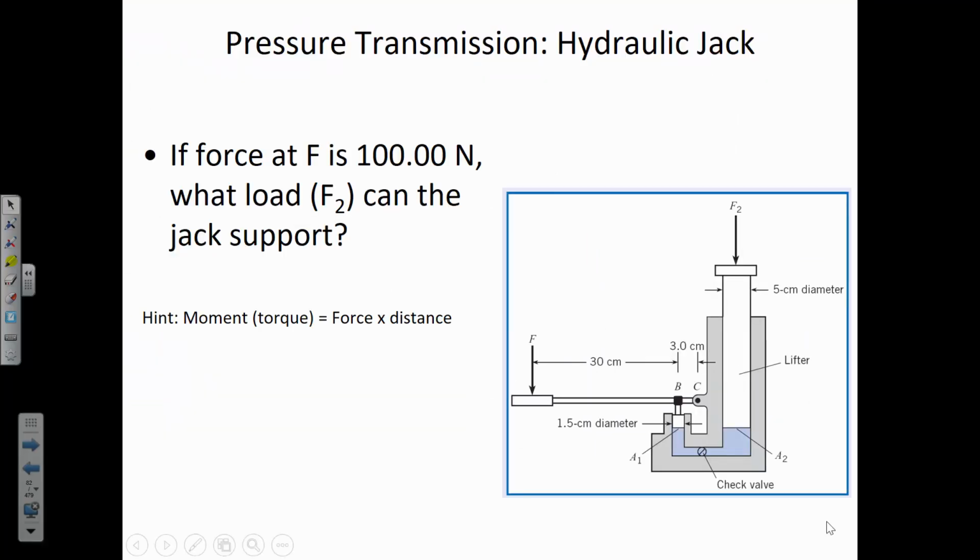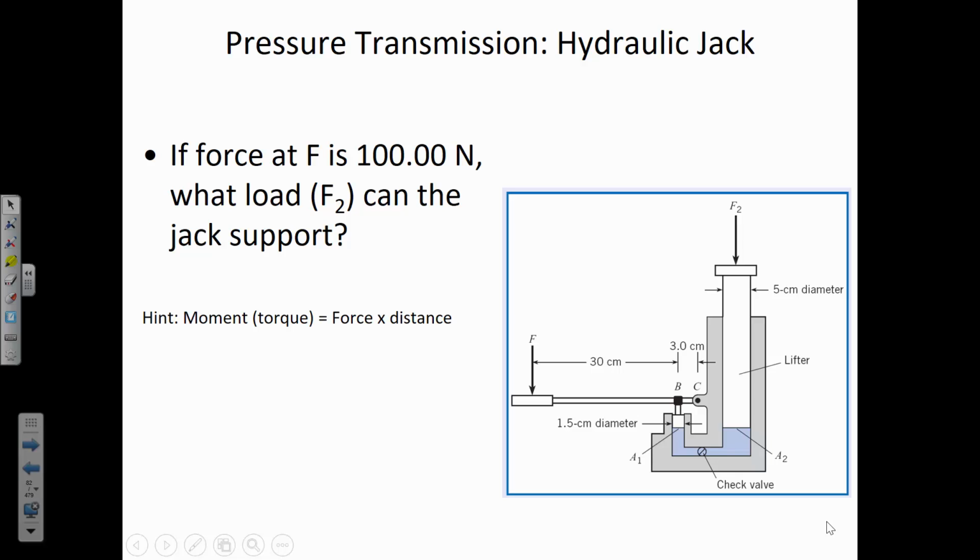Now, that force at B is going to allow us to find out the pressure of the hydraulic fluid in the jack. How do we go from a force to a pressure? What's the formula that relates those two things, force and pressure? Area is the missing link there, right? So pressure is force divided by area.